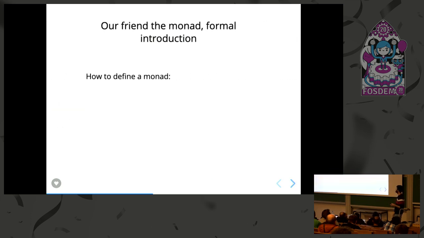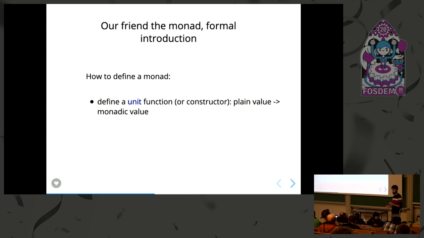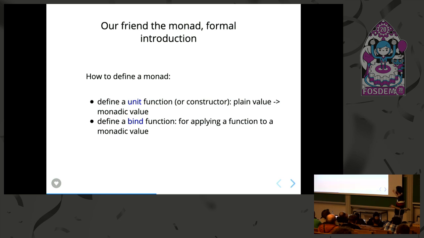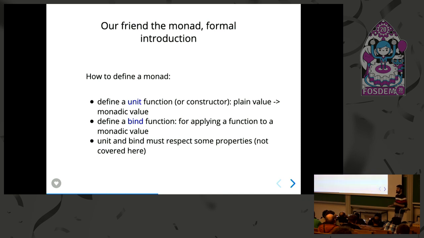So how to define a monad? Normally you have to define what is called the unit function or constructor. Its role is simply to take a plain value and transform it into a monadic value. Then define a bind function which encodes the logic of applying your function to a monadic value. I just mention here that, theoretically speaking, you should make sure that unit and bind comply with some rules, some laws, but I'm not going to cover that here. Those rules are quite intuitive.